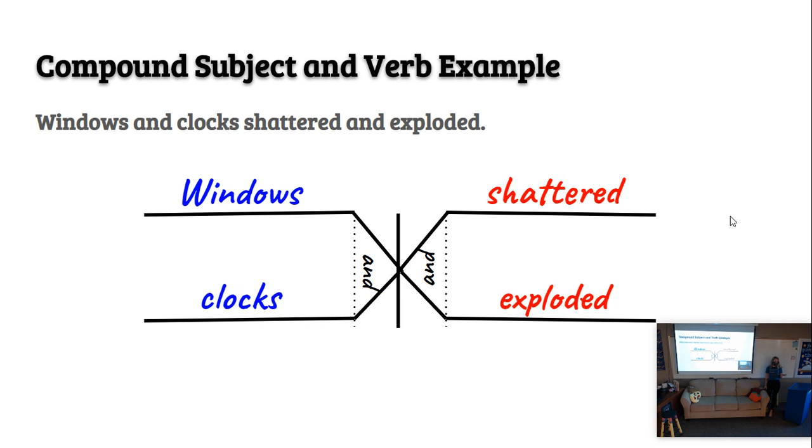Now just remember, you can have more than two subjects and more than two verbs. So this sentence could say windows, clocks, and mirrors shattered and exploded. Okay, and then we would just add another line in the center here on our subject side and write mirrors.